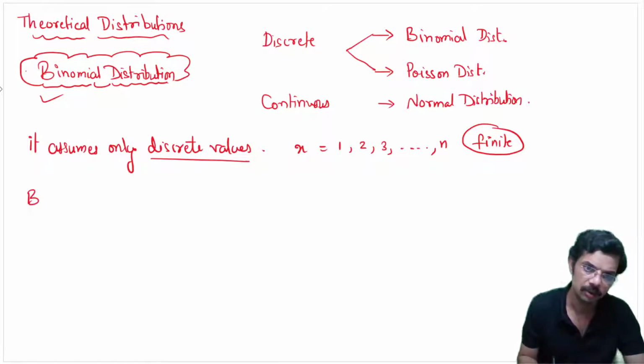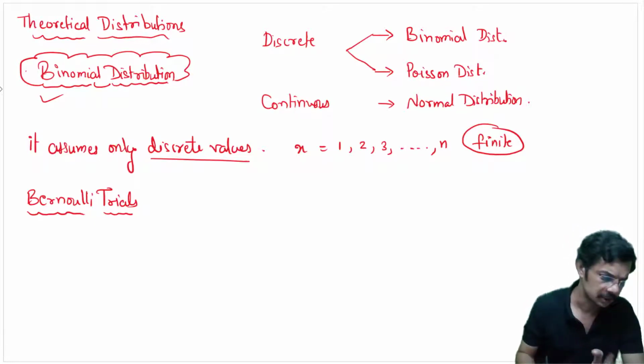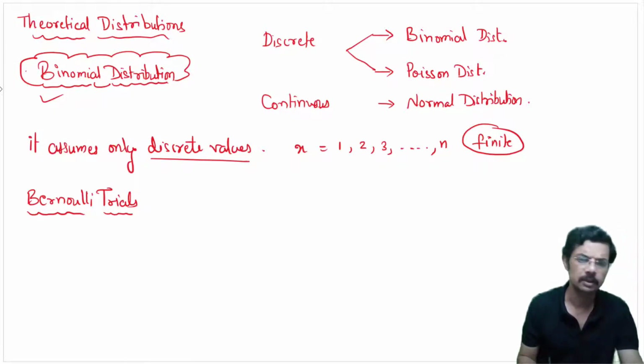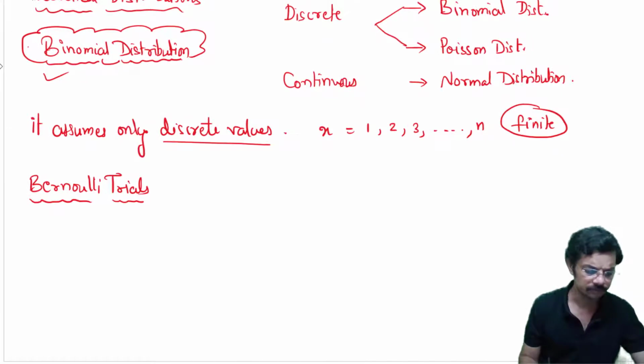What is a Bernoulli trial? The binomial distribution is based on Bernoulli trials. What do we mean by Bernoulli trials? See, we know what a random experiment is, and conducting the experiment once is called a trial of the experiment, right? So if the trials of a random experiment satisfy the following conditions, then we can say that it is called a Bernoulli trial.